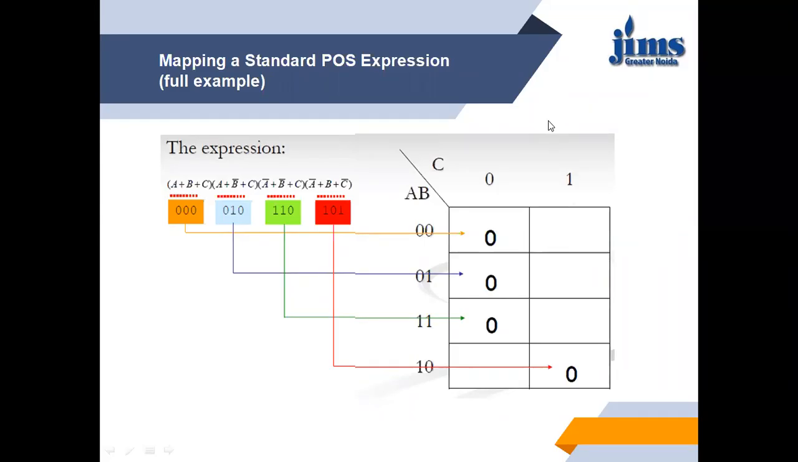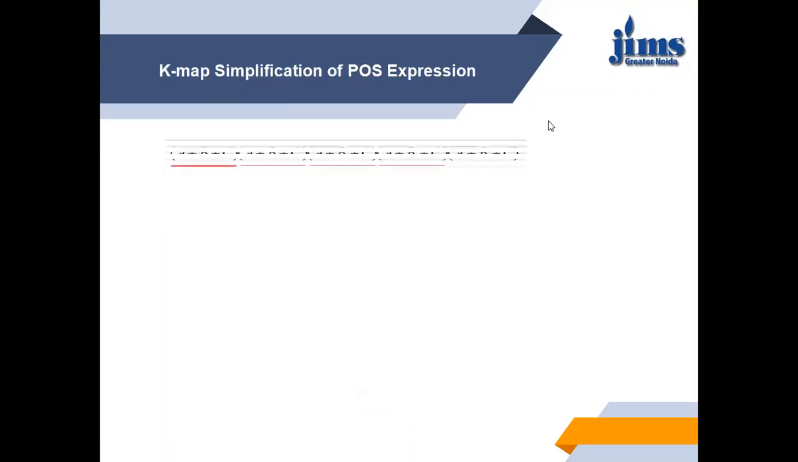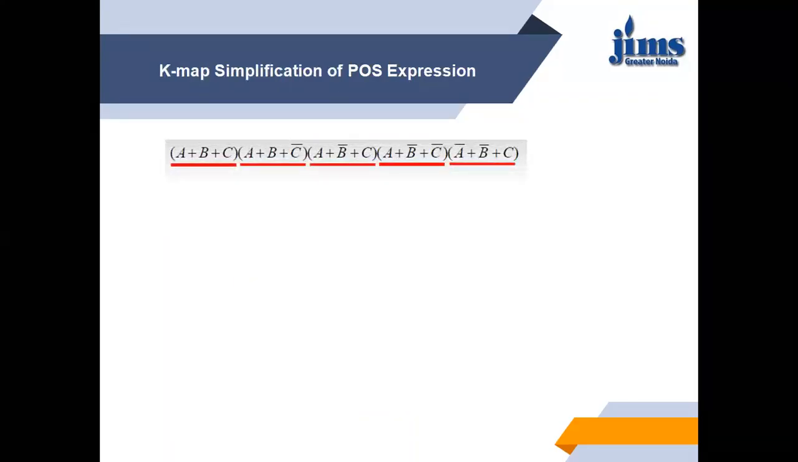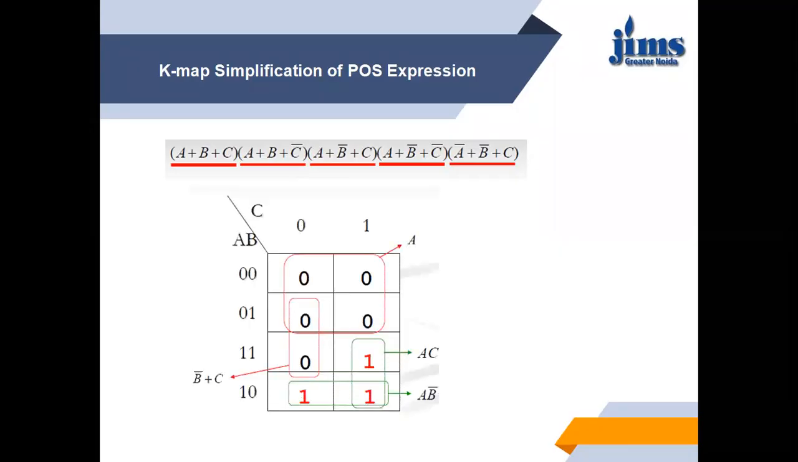Okay, let's move. Now, how to minimize and how to find the simplified expression for the POS with the help of K-map, and the process will be the same. We have to make pairs. So here, instead of ones, we have to make pairs of the zeros. Now suppose this is your expression. A plus B plus C, that is 0 0 0, is here.